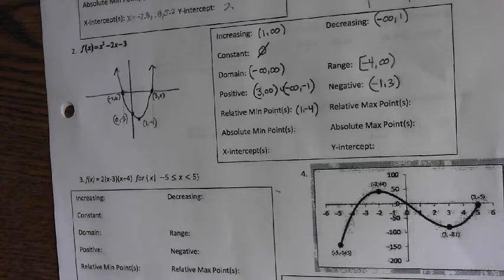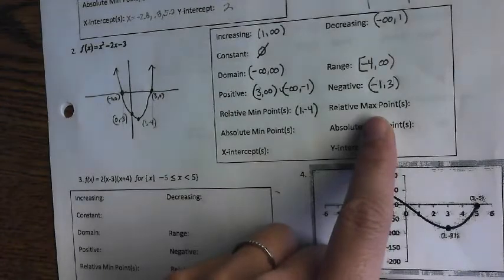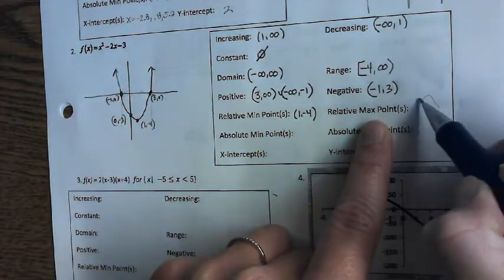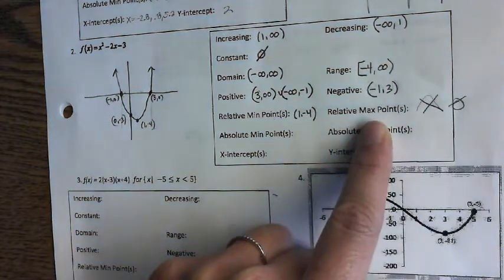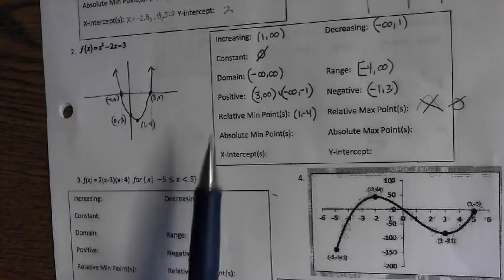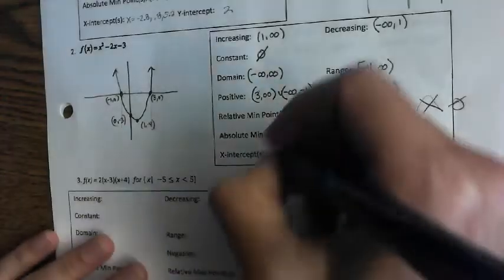Okay. There is no relative max point here because there's no place where it's going from increasing to decreasing. So that does not exist. The absolute minimum point, the lowest point on this graph in this case, happens to be the same as our relative minimum was. So that's (1, -4).